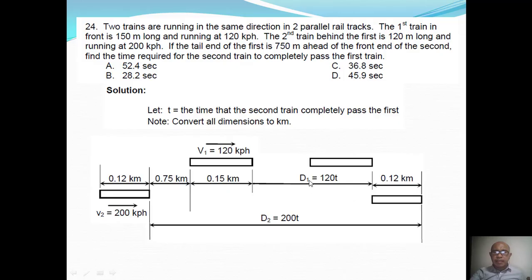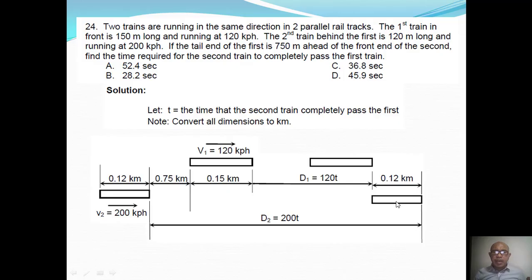So the distance traveled by the first, I will just use the front to front distance. So this is 120t. So rate times time. So the rate of the first is 120 kilometers per hour, and the time of travel is t. Now notice that the first and the second train, they have the same time of travel, and that is t. So the distance traveled by the second train is 200t. Then we have this distance.